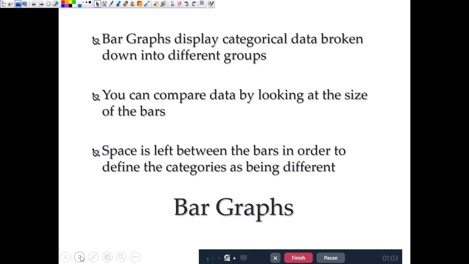Bar graphs display categorical data broken down into different groups, like I said. You can compare the data by looking at the size of the bar. The width of the bar should be the same, but the length, how tall they are, is what determines the differences, okay? This is the main difference between these two: there are spaces in between each category, so that you can show the difference between the categories.